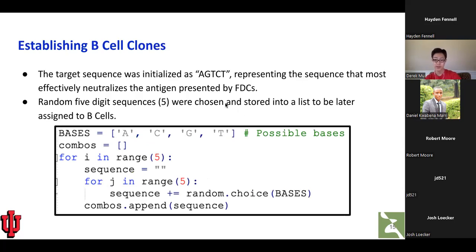So in order to generate the B cells, there was an extra step that had to be taken, which was to make each B cell unique in their ability to neutralize antigens. In order to do this, an arbitrary target sequence was initialized as AGTCT, and it represented the sequence that most effectively neutralizes the antigens presented by the FDCs. Next, five random five-letter sequences, five of them, as shown by this for loop, were then chosen and stored into a list to be later assigned to B cells. I guess now would be a good time to mention that B cells with a sequence identical to the target sequence would have a perfect affinity score of 5, and a sequence that is one letter off, or AGTCG instead of AGTCT, for example, would only have a score of 4, and so on and so forth.